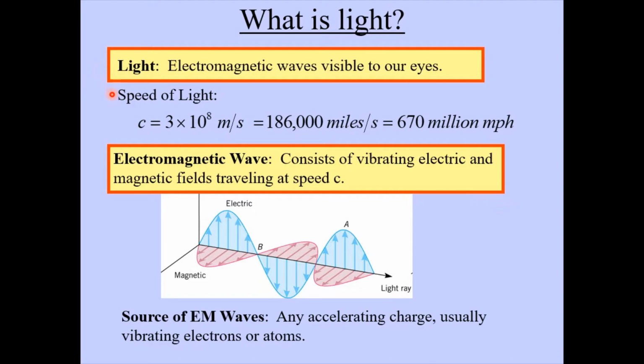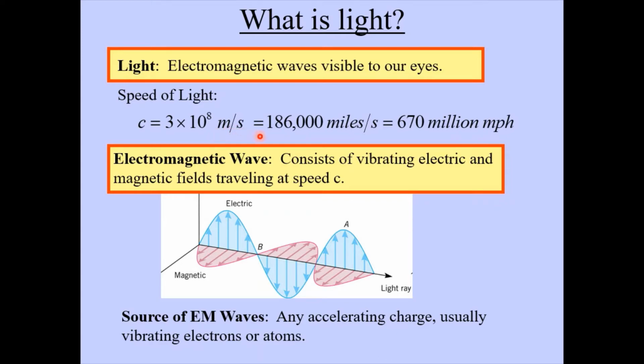Now, light travels at the fastest speed possible of anything in the universe. And this is a very special speed. It's called the speed of light. And the speed of light is designated with the letter c. And the value of c is 3 times 10 to the 8th meters per second. So that's 300 million meters per second.